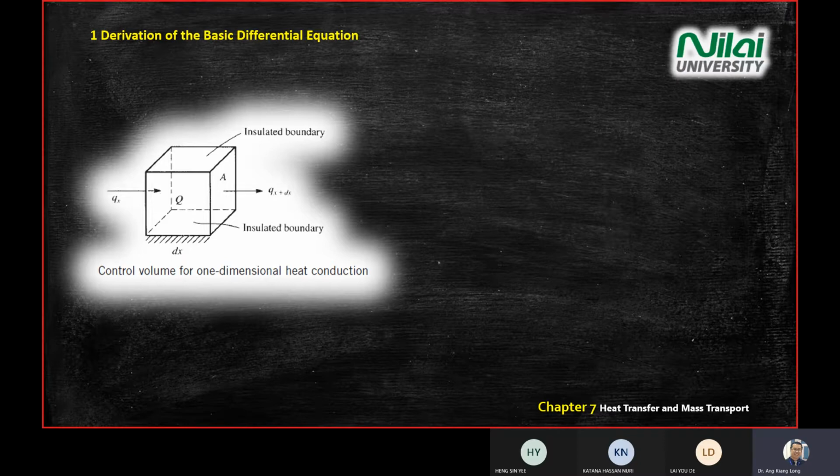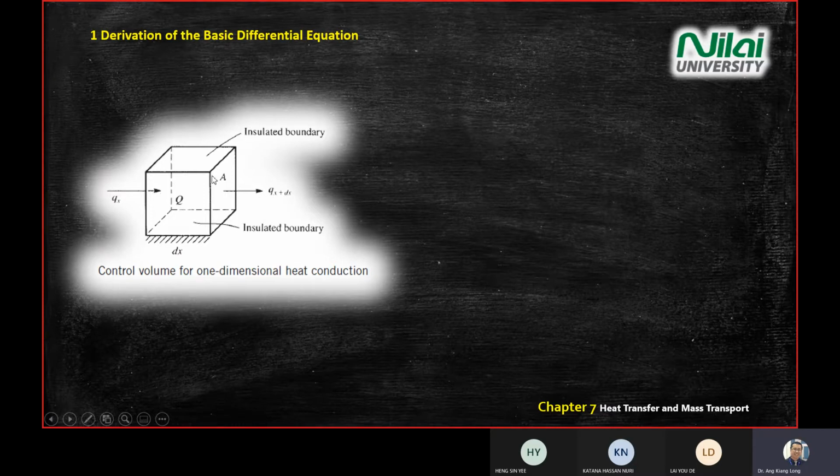For this chapter, you will see that the heat will transfer from one direction to another. For this example, the diagram on your screen, the heat is flowing from left to right. You see a small q sub x in the x direction. Then the q comes out the other side after it travels a distance of dx, so q sub x plus dx means it comes out at another surface at the other side.